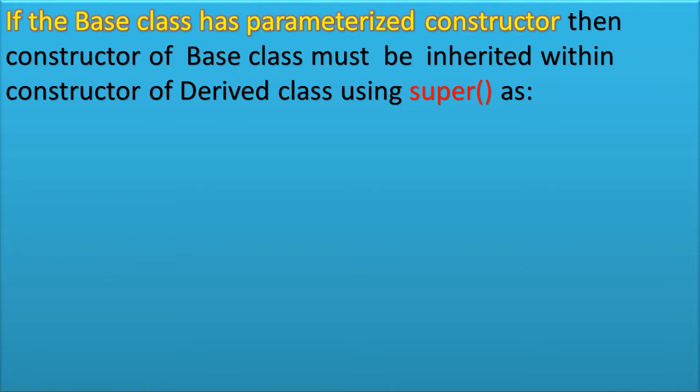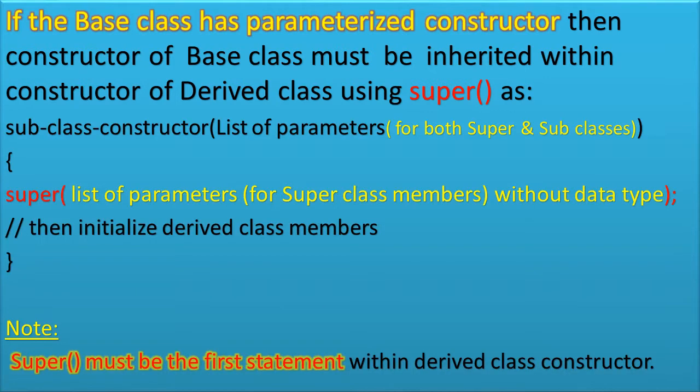Okay, but in case the base class is having a parameterized constructor, then it is a must to inherit that constructor with the help of the super keyword. How can we write the code for this? You can see we will write the subclass constructor within brackets. We will list all the parameters, including both super and base class members. Now the very first statement must be super, within brackets the list of parameters according to the superclass members, without data type. And after writing this statement, we can initialize the derived class members with the help of the assignment operator. Note, super must be the very first statement within the derived class constructor.